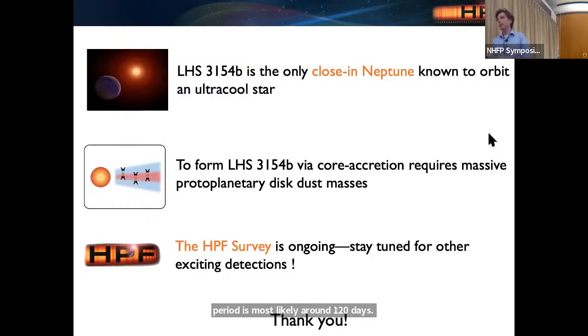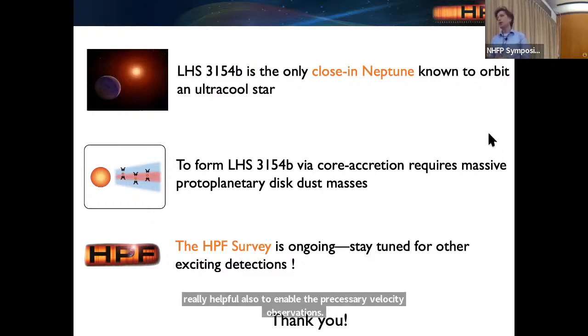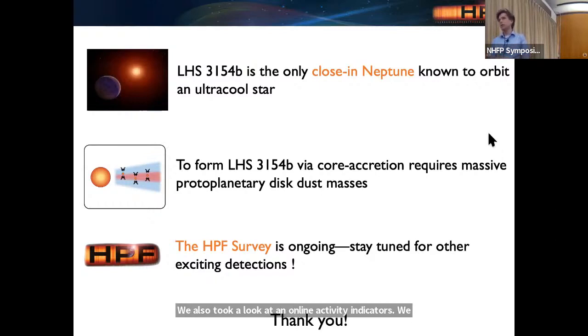That was actually really helpful also to enable the precise radial velocity observations. We also took a look at canonical activity indicators. We don't see anything there. And yeah, it's actually a nicely well-behaved, slow, old star.